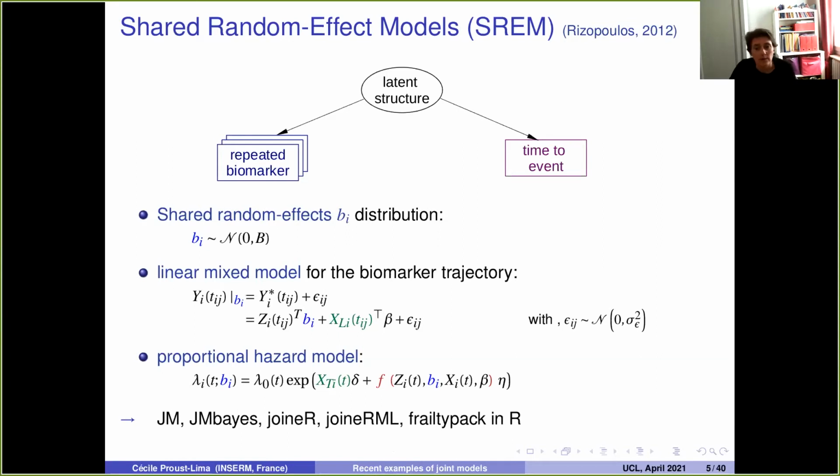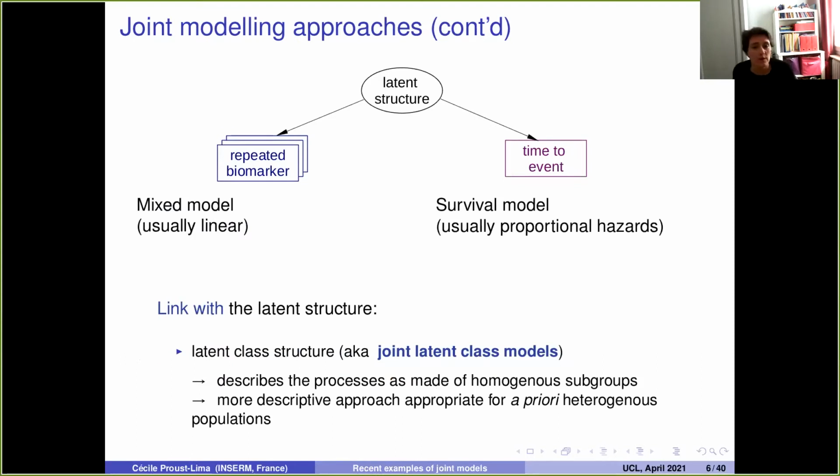But this is not the only way to define a joint model. We could think of another way to do that. Usually, if we suspect an association between the repeated marker and the time to event, it might be because our population is made of subgroups that share the same type of repeated biomarker trajectory and the same type of event. So basically, my latent structure could be subgroups, latent classes, and would explain that my population is heterogeneous, and that's why I would have this type of association.